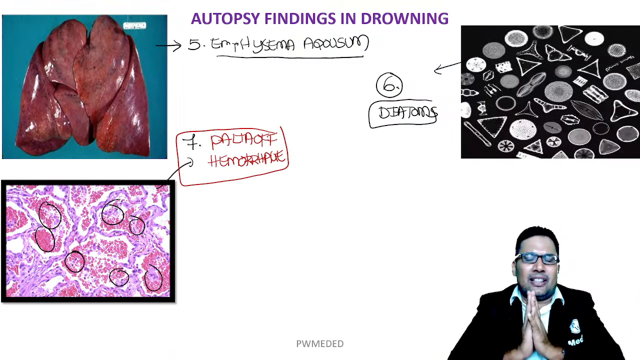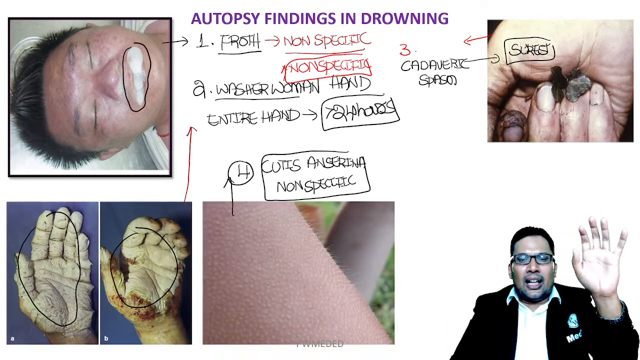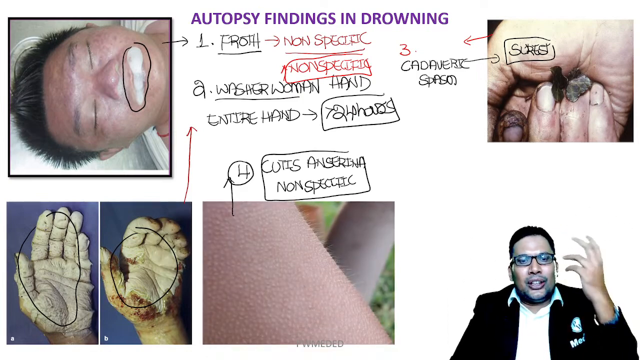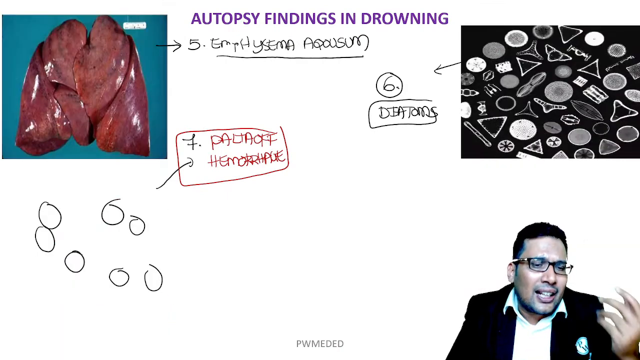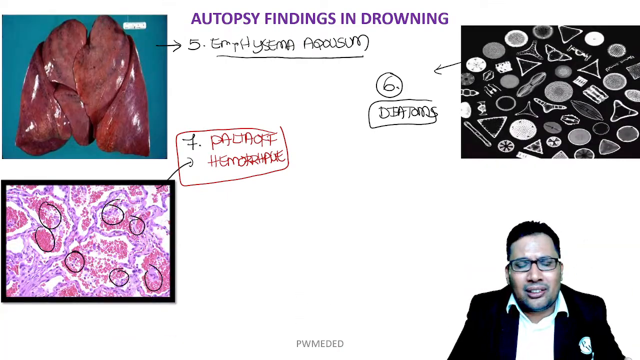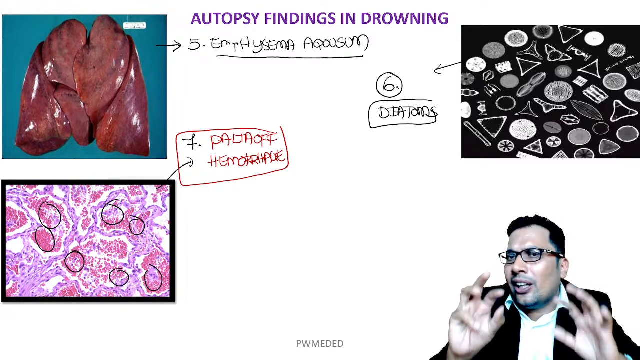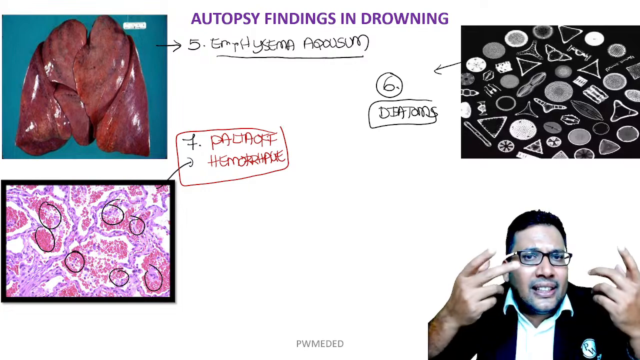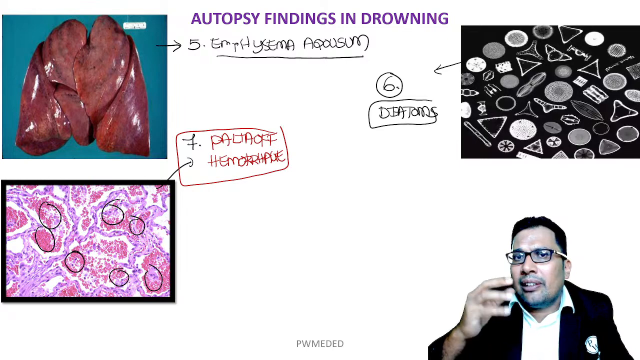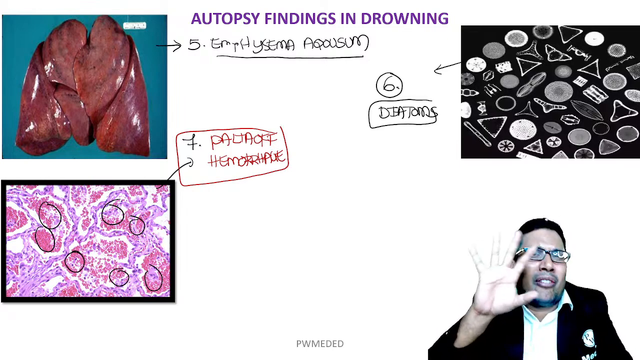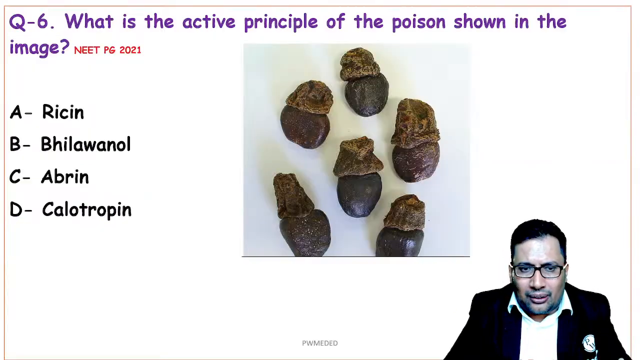I think 7 findings we discussed. Once again: froth, washerwoman hand, cadaveric spasm, cutis anserina, emphysema aquosum, diatoms, Paltauf's hemorrhages. The cause of death is asphyxia. In case of dry drowning, the cause of death is laryngeal spasm. And remember, Gettler test and levels of magnesium, all these are very commonly asked in the exam. So I'll move on to the next topic.